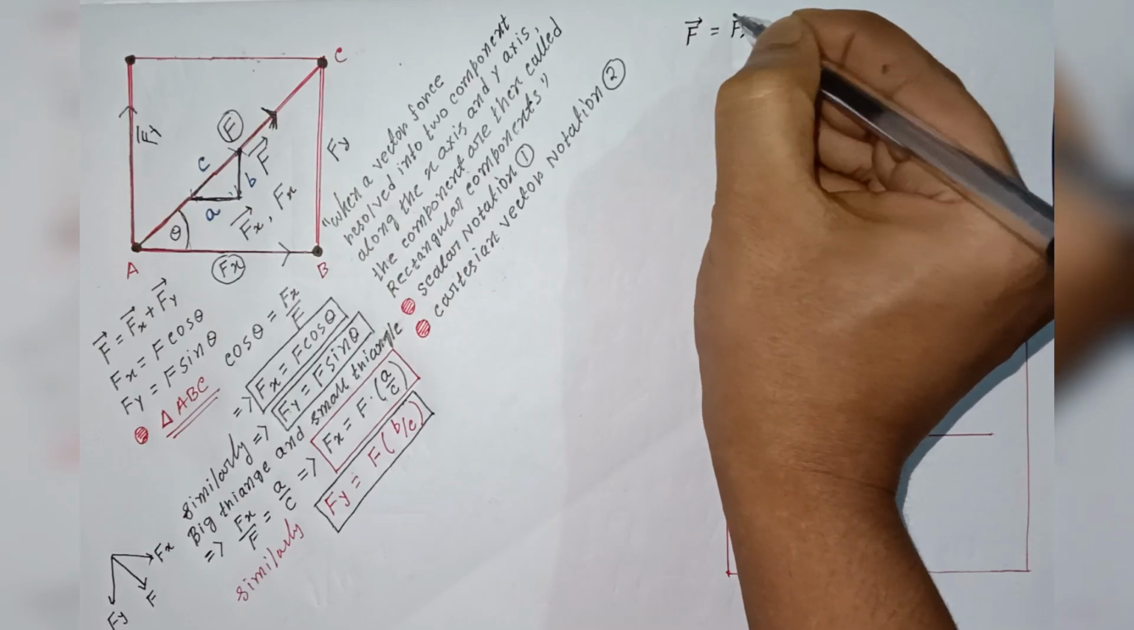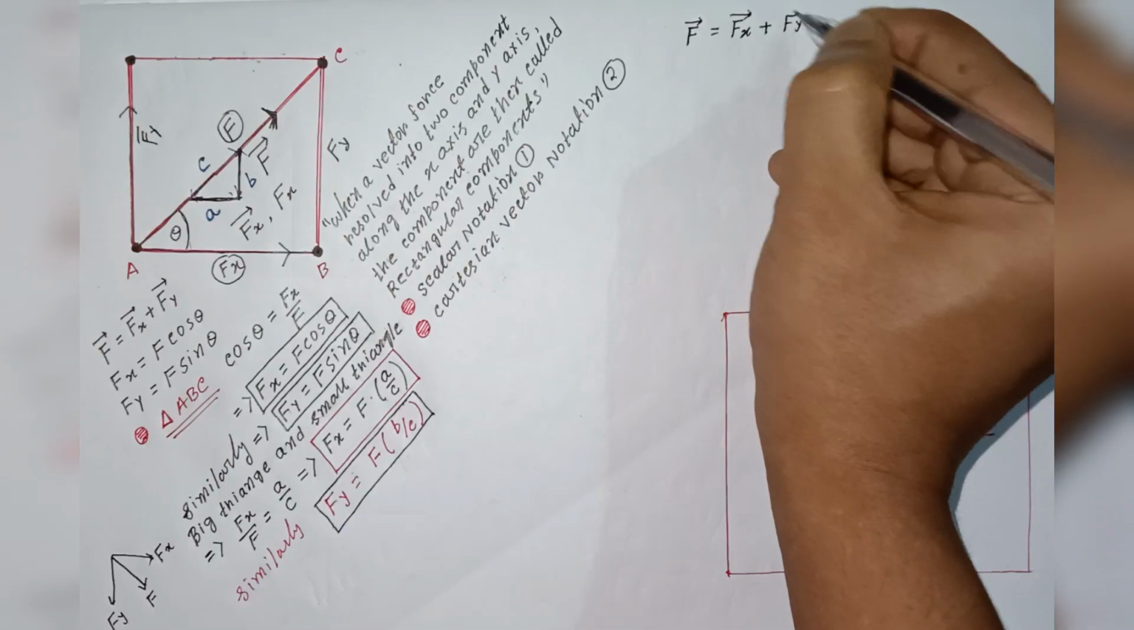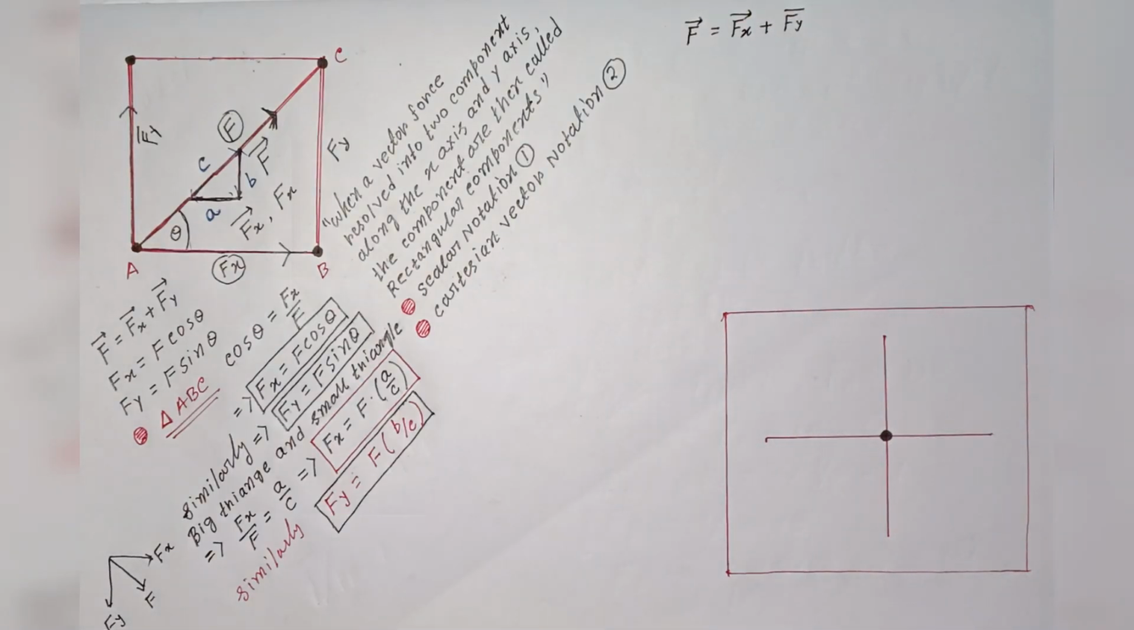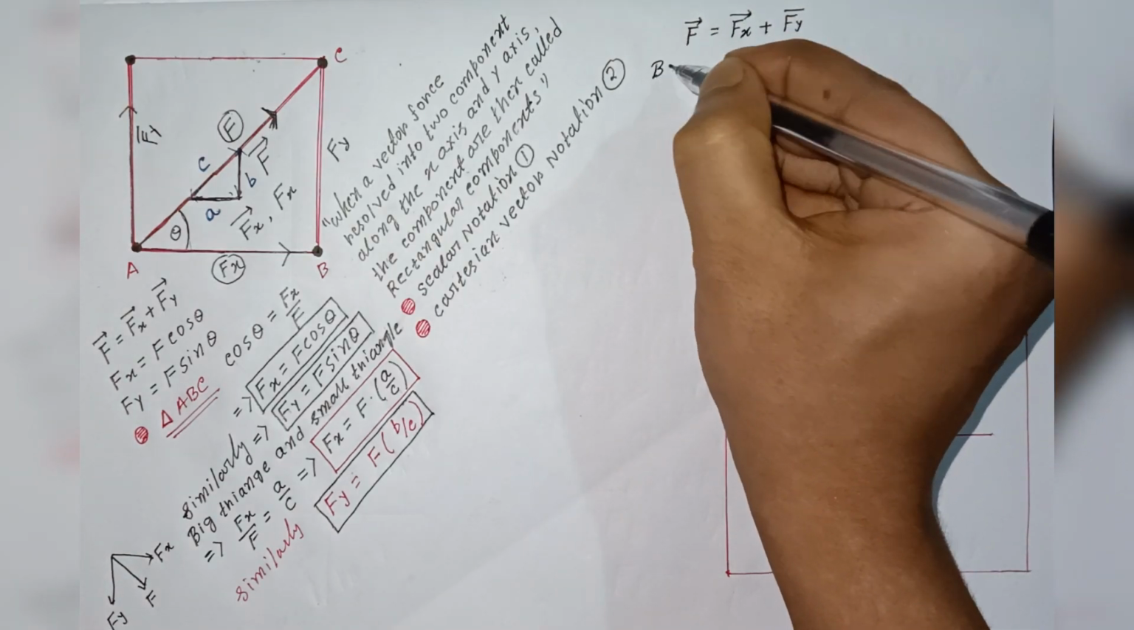Now let's move on to the Cartesian vector notation, the real superstar of vectors. Get ready, it's about to get fancy and fun. From the parallelogram rule, we know that F vector equals Fx vector plus Fy vector. It's like saying team Fx plus team Fy equals superhero F.